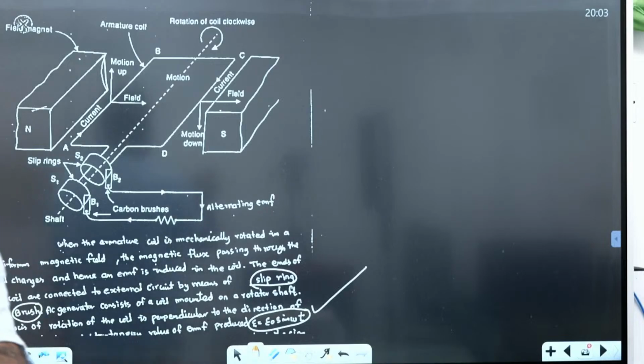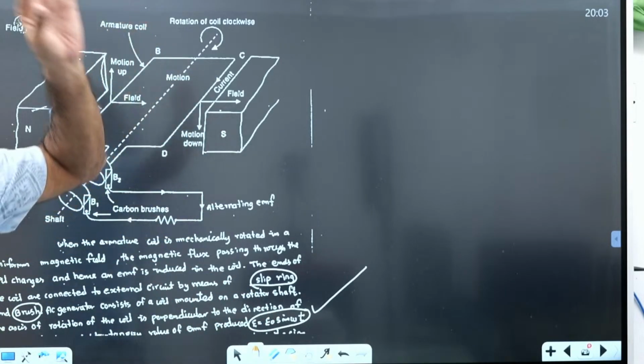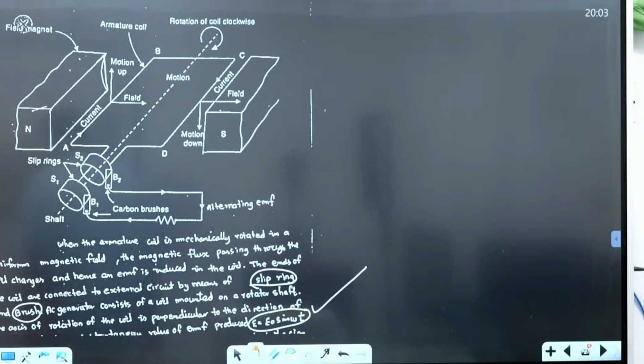I am repeatedly telling you, for the board exam, this AC generator figure is a sure question. Draw, again, explain the working of AC generator with the neat figure. So you can expect this question. Explain the working of an AC generator with the neat figure. It's a repeated question. Please go through that. Please draw it carefully, neatly.